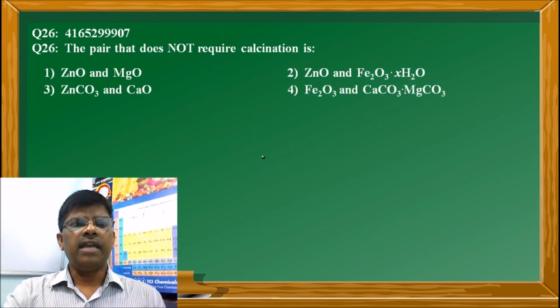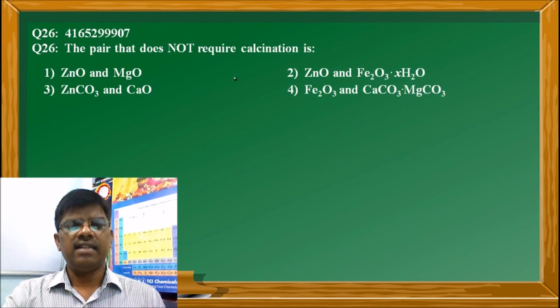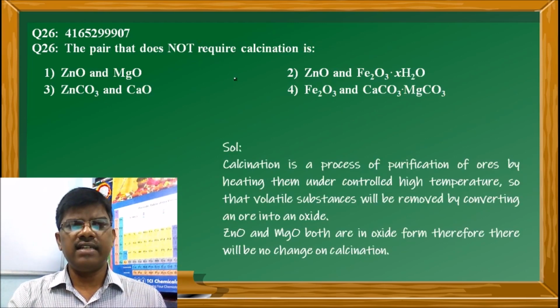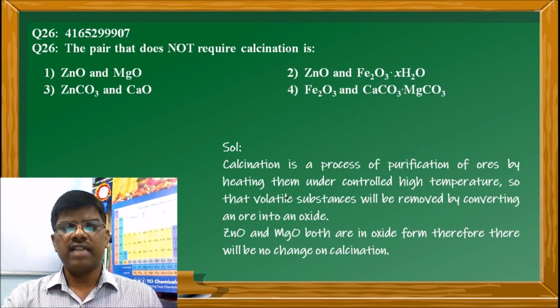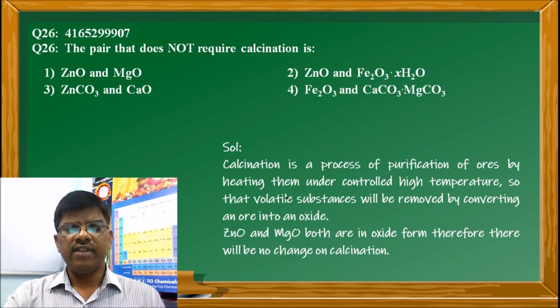Next, the pair that does not require calcination is, yes friends, what is calcination? Calcination is a process of purification of ores by heating them under controlled high temperature, so that volatile substances will be removed by converting an ore into an oxide. That means if you take an ore and heat it under controlled high temperature, the volatiles will go off and it is going to give oxides.